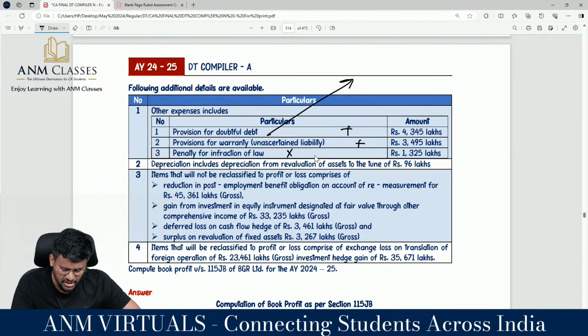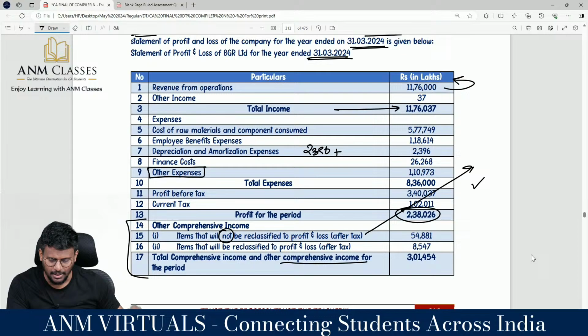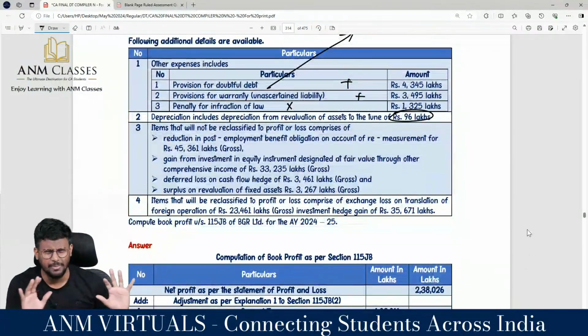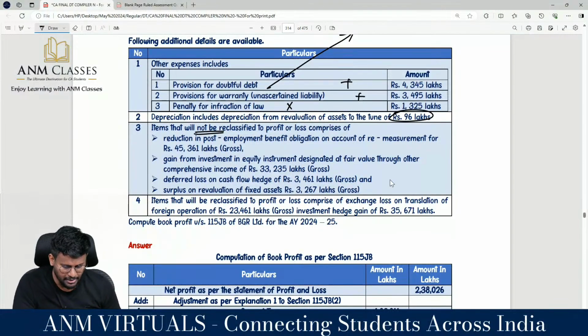Depreciation includes depreciation from revaluation of assets to the tune of 96 lakh. So total depreciation and amortization 2396 should be added back. By excluding that amount, you have to reduce. Normal calculation of the MAT, that's it. Items that will not be reclassified to P&L comprise these 4 items.